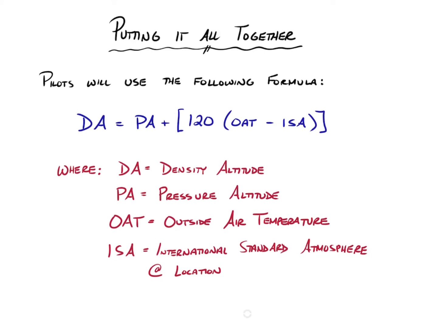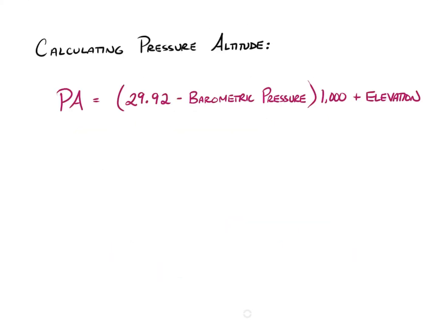All right, so the first thing we need to do is calculate the pressure altitude. This is the equation for pressure altitude. You're going to take 29.92, which is the standard pressure at sea level, and subtract what we call the barometric pressure. That's just the pressure that you measure outside the aircraft using the aircraft's instruments. And if you remember, that standard rate of change was 1 inch per 1,000 feet. So that's why the 1,000 appears.